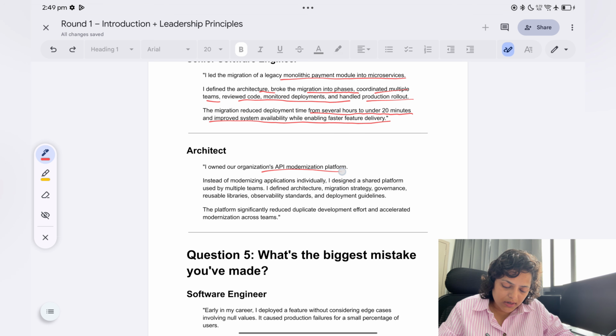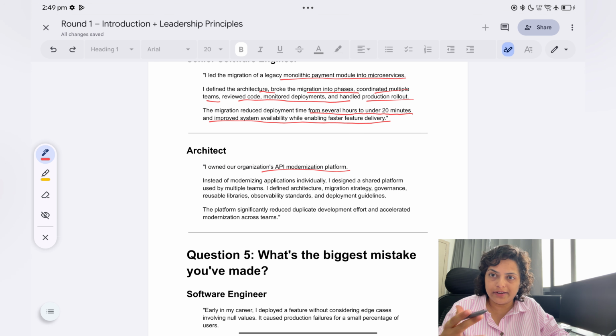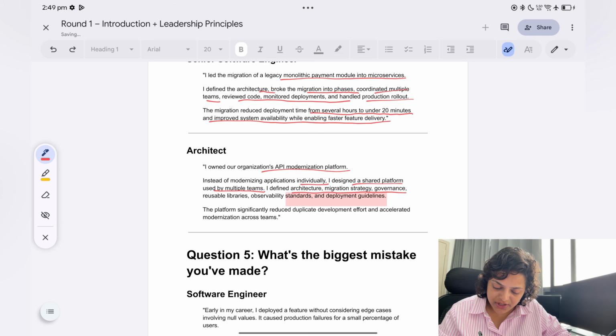So I own the organization API modernization platform. Okay, so he's talking about a platform, an organization-wide platform, and not one particular project. Instead of modernizing applications individually, I designed a shared platform used by multiple teams. I defined architecture, migration strategy, governance, reusability, library, observability standards, and deployment guidelines.